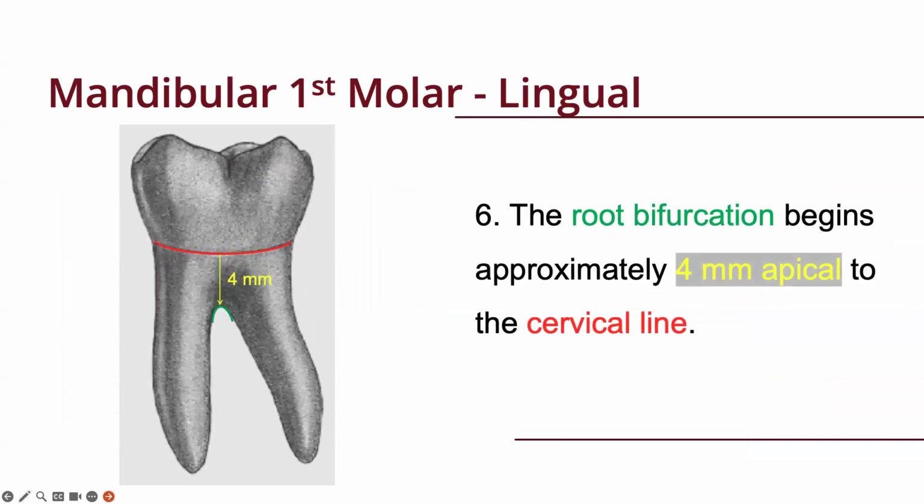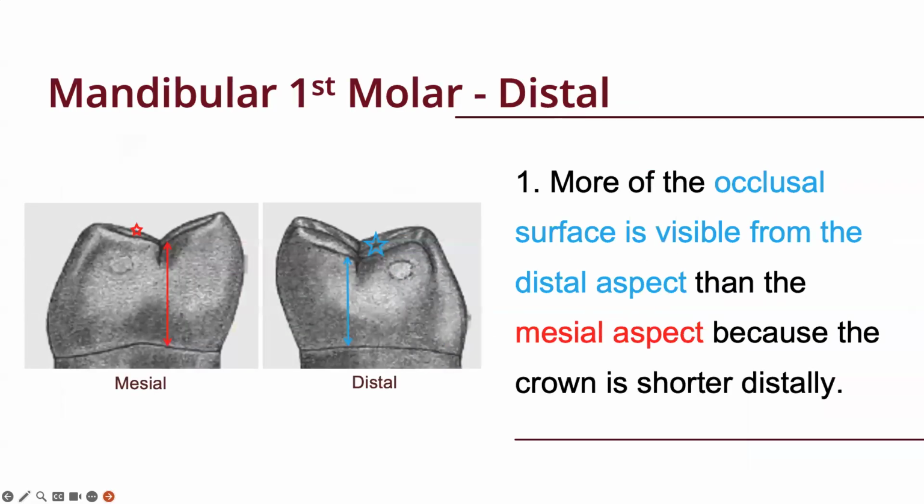And the root bifurcation begins approximately 4 millimeters apical to the cervical line. From the distal aspect, more of the occlusal surface is visible than from the mesial aspect because the crown is shorter on the distal. This is something to note as you're practicing your annotation: look at the tooth from the lingual and see which marginal ridge is more occlusal and which is more cervical. The marginal ridge that is more cervically positioned will be the distal marginal ridge.